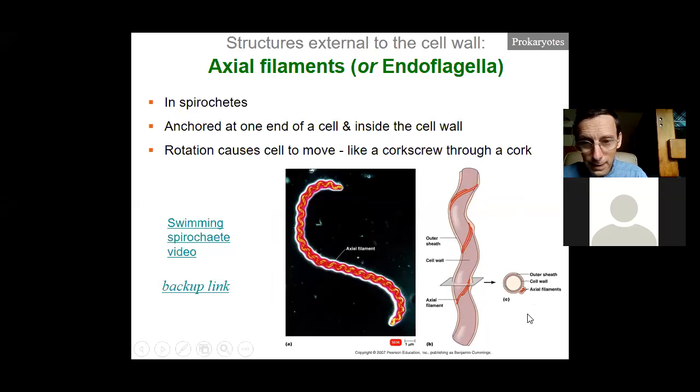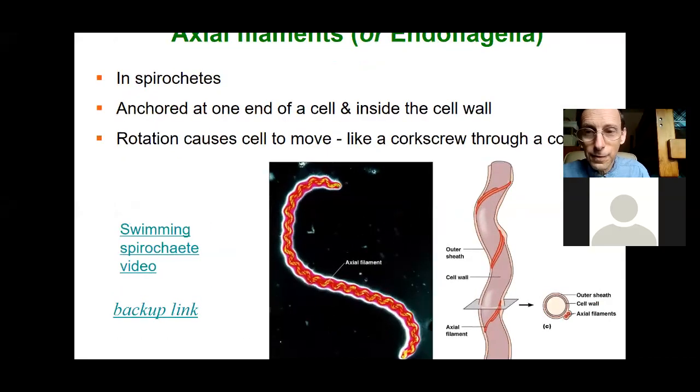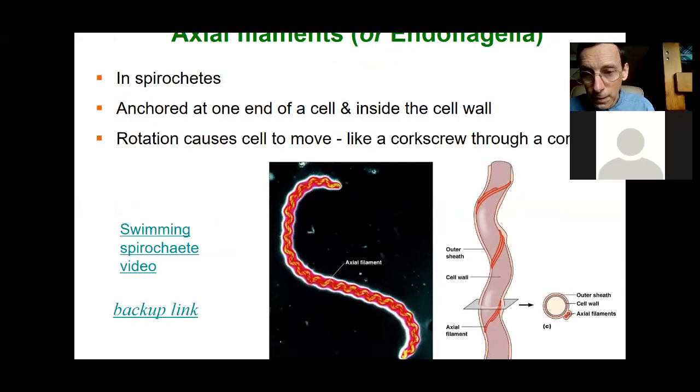Oh, I can't blow that up. Let me see if I can blow this up a little. Oh, I could, but let me get that out of the way. So here is the cell wall. My mouse stops dying, darn it. There we go. So the cell wall is going around like that. And there you see the axial filament inside the cell wall.